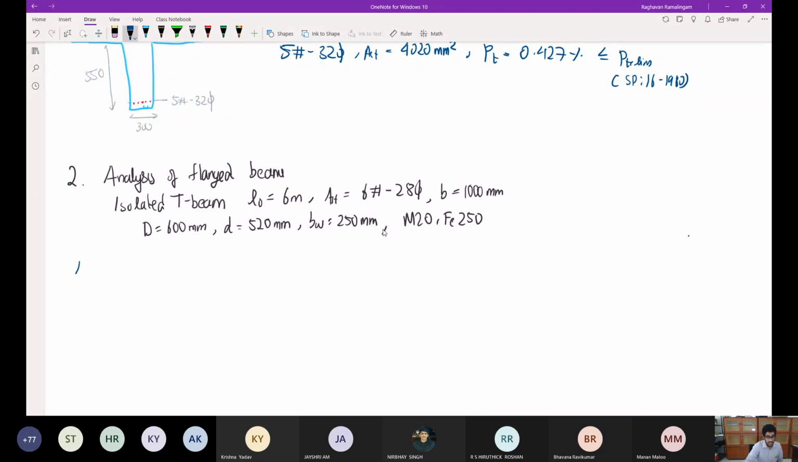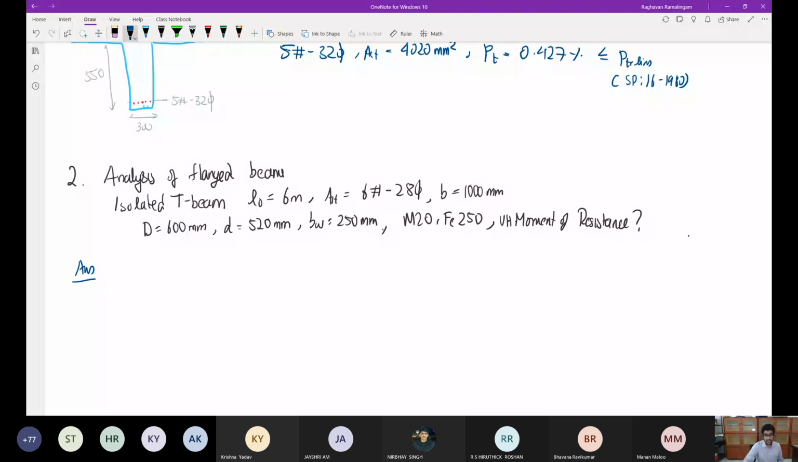Okay, so finally I have been able to find out what are all the details given. So what we want to do is find the ultimate moment of resistance of this particular section. This is what we want to find.